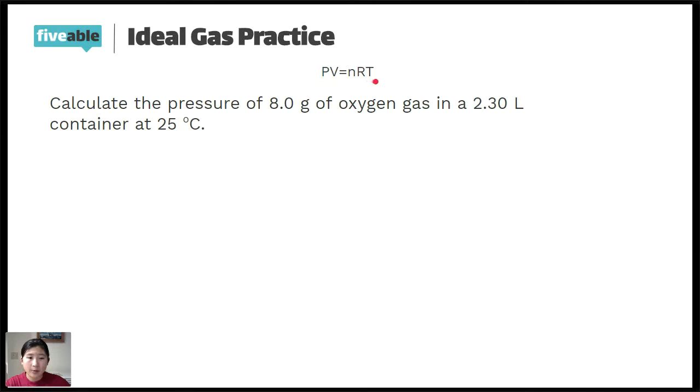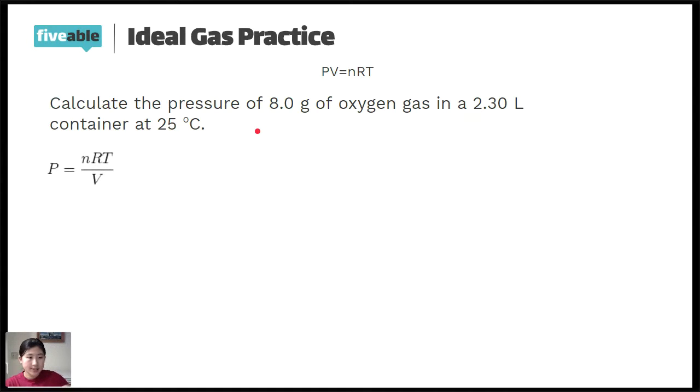So PV equals nRT. Let's calculate the pressure of 8.0 grams of oxygen gas in a 2.30 liter container at 25 Celsius. So first of all, you want to see here, okay, we see Celsius, right? We have to convert it to kelvins.